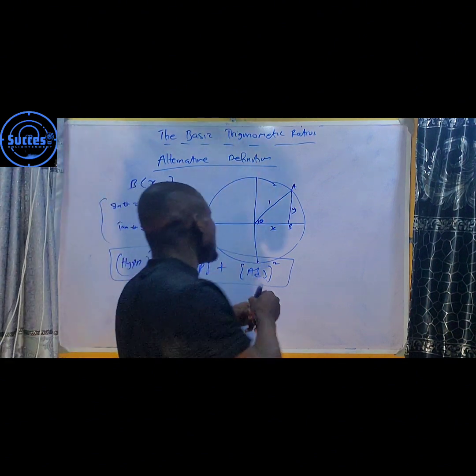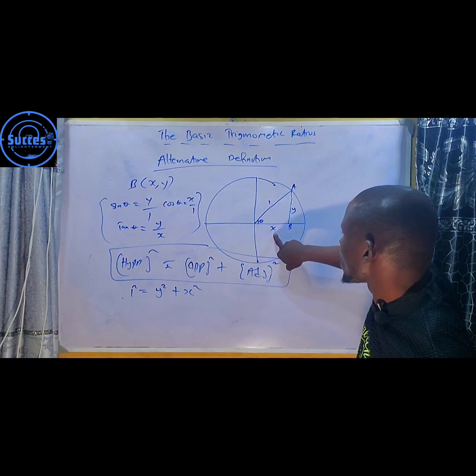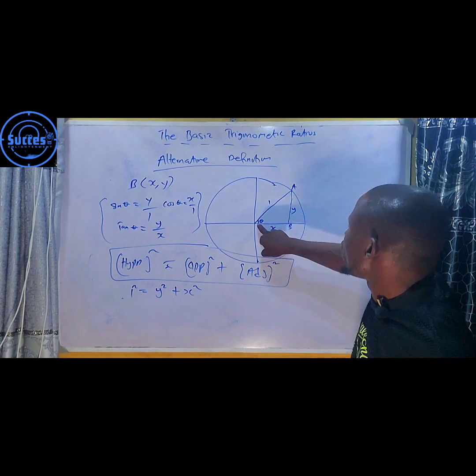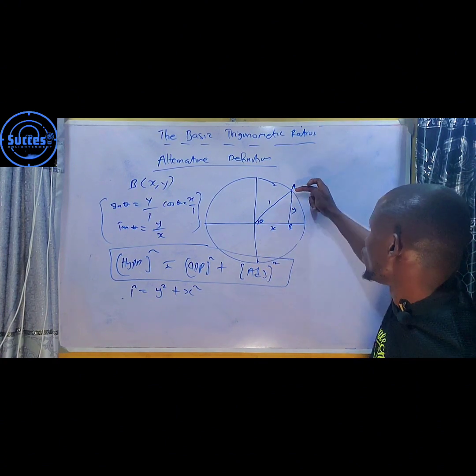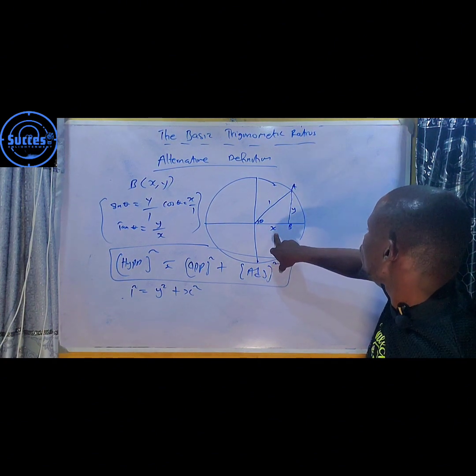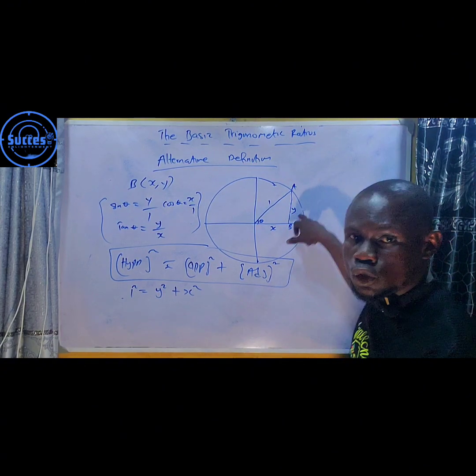Don't forget, here is our hypotenuse, here is our adjacent or opposite, depending on the angle we are focusing on. But here we are focusing on theta, because we don't put anything here, which means we are not concerned about this. So here, this is our adjacent squared, and this is opposite squared. Do you get it?